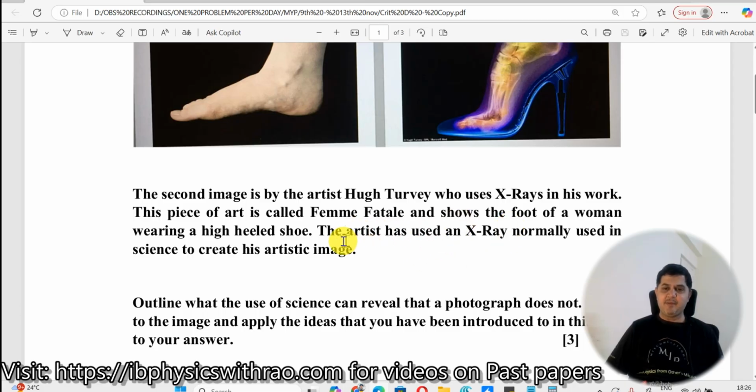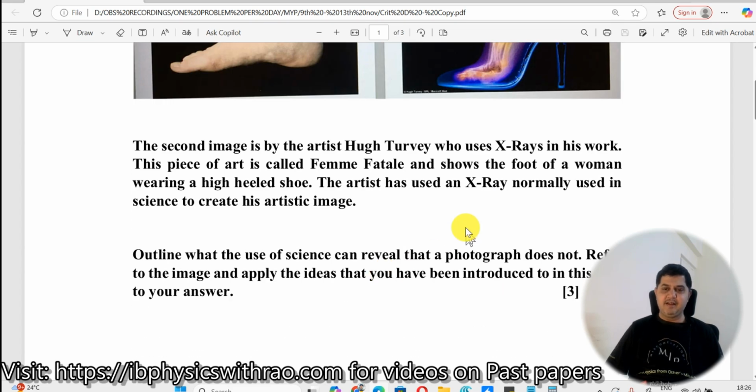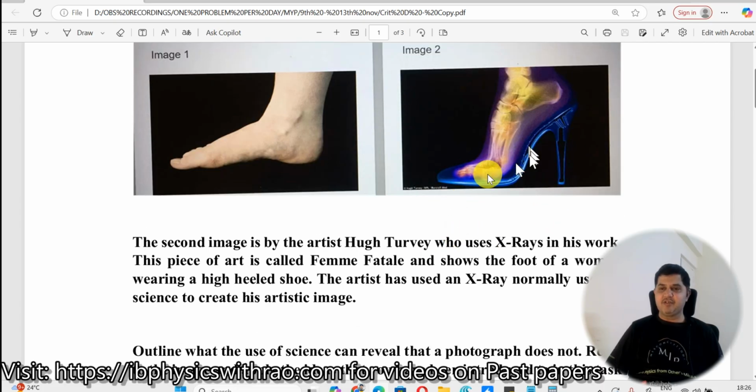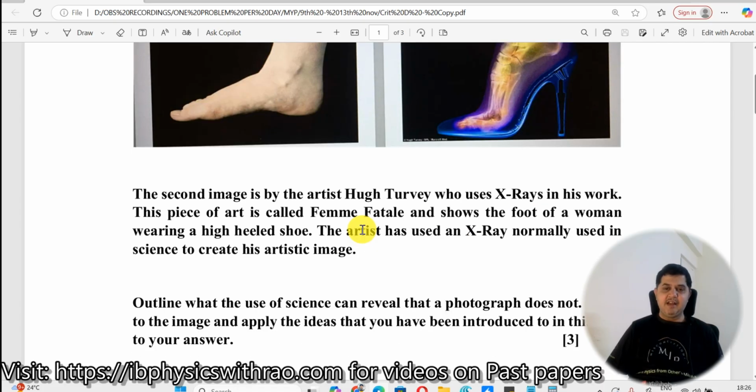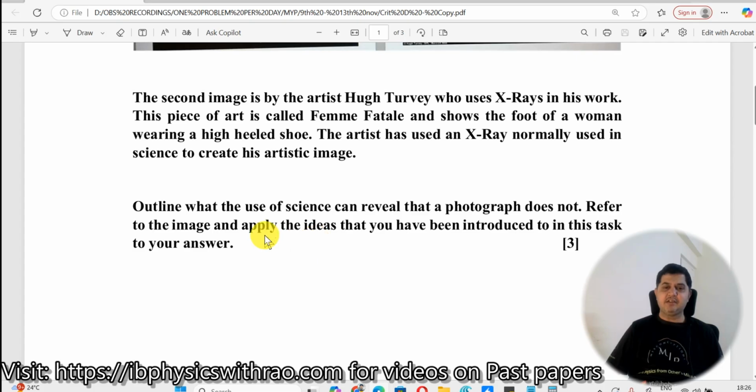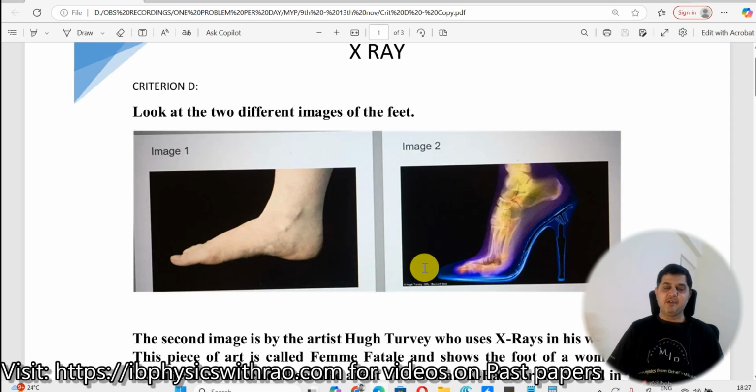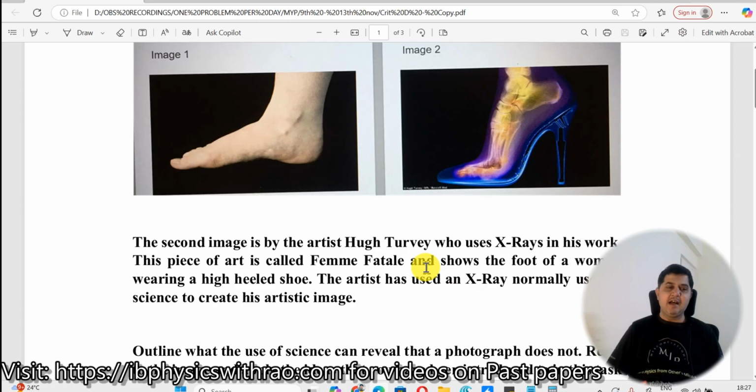The piece of art is called Femme Fatale and shows a foot of a woman wearing a high heeled shoe. Okay, it's been shown out here. The artist uses an X-ray normally used in science to create his artistic image. And then: outline what the use of science can reveal that a photograph does not reveal in the image. Refer to the image and apply the ideas that have been introduced in this task to your answer. So what can be revealed, what can be understood from the first and second photograph? In detail. That's for 3 marks.